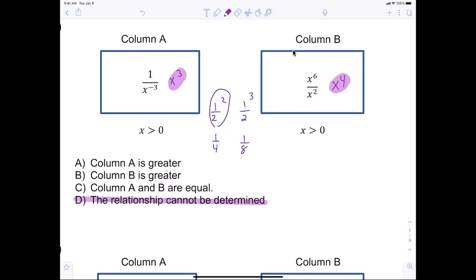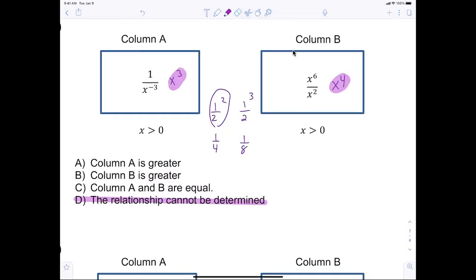So since we don't know the variable. That's exactly right. Since we don't know what x is, other than it's greater than 0, we can't possibly know what the relationship is. True? Very good question. What?